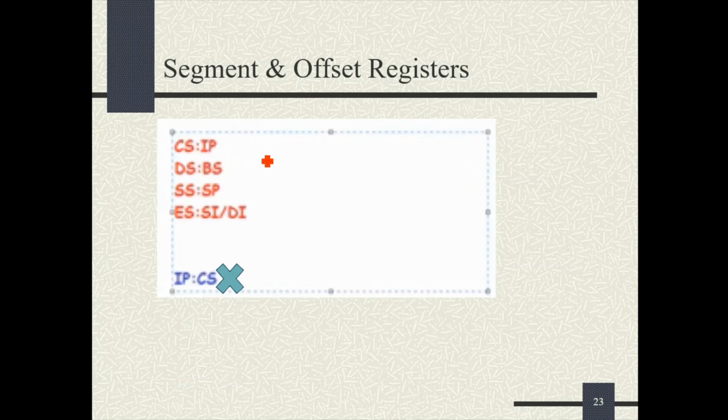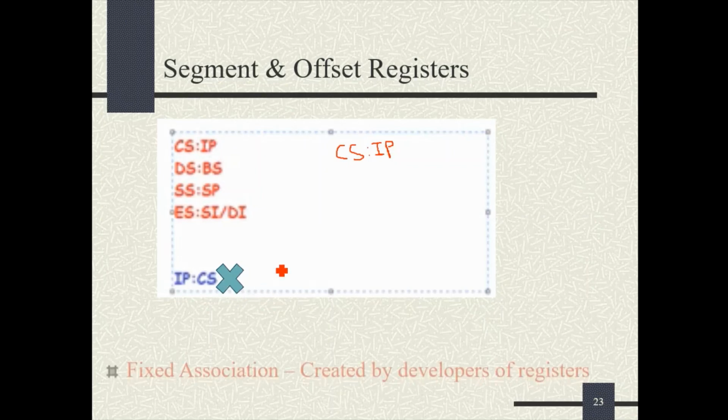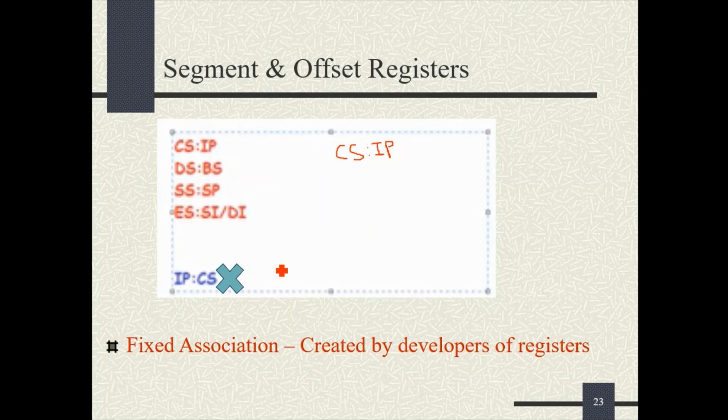The notation to write the segment registers and offset registers should always be something like that. We should write the segment first and then colon and then write the offset register. Offset cannot be written before the segment. As I put the crosshair, this differentiation has been fixed by the developers of the registers.